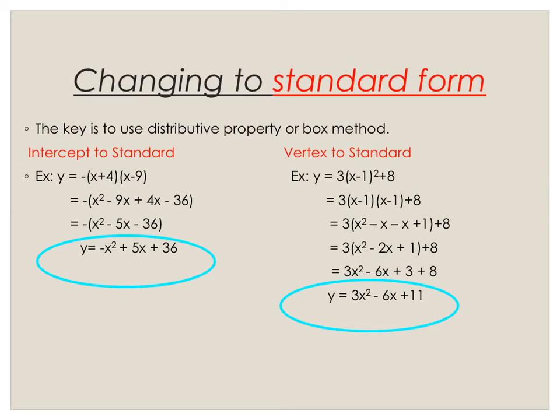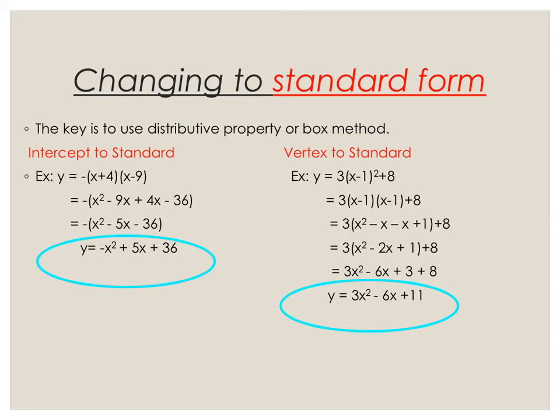Now that we've discussed graphing when we're in each of the forms, let us discuss changing to standard form. If you are in intercept form and you want to go to standard form, all you have to do is use the distributive property or box method. So here we've done that, and then we're going to multiply through by -1. And now our equation has gone from intercept form to standard form.